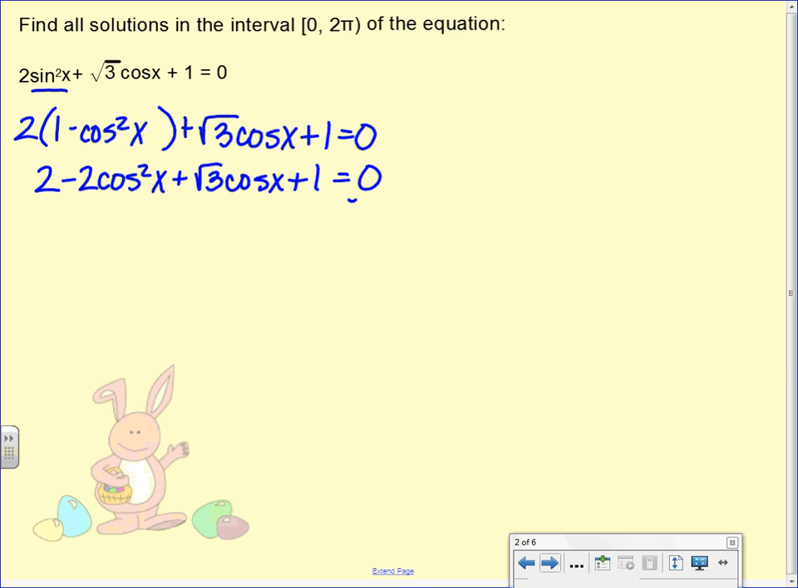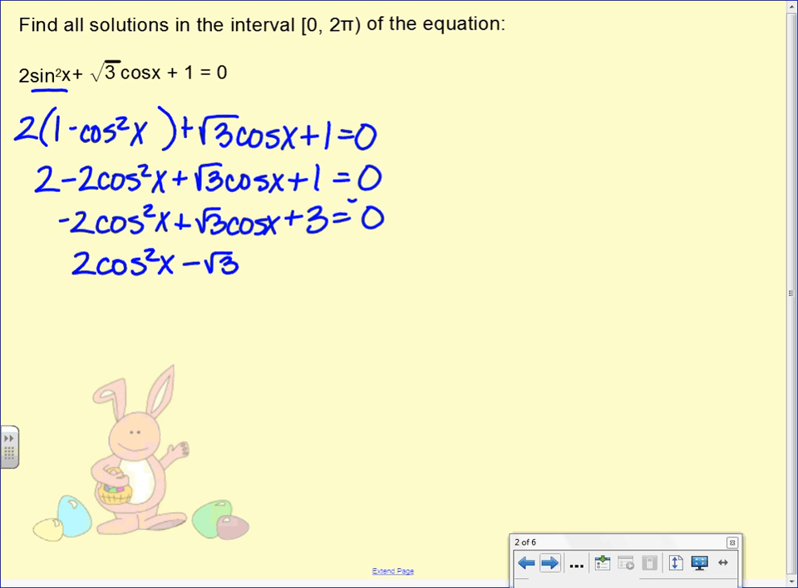Combine my like terms. I have a positive 2 and a positive 1. So that will make it a positive 3 at the end. And then this is something we're going to factor. If I'm factoring, I don't like there to be a negative in that first term, so I'm going to divide everything by negative 1. I think that's going to make it easier. So it's going to be 2 cosine squared minus rad 3 cosine minus 3, and then 0 divided by negative 1 is still just 0 over there.